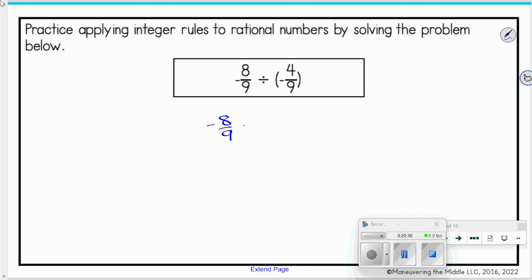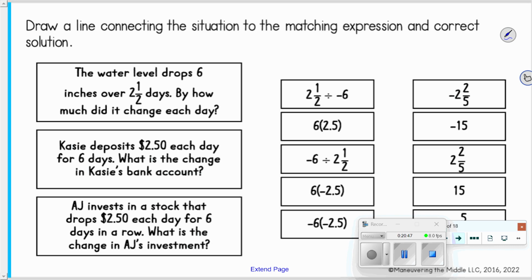Negative 8 ninths. Change. Flip it. Negative 9 fourths. Again, your reductions make it super nice because those go away. Those go away. And I just have 2 over 1, which equals 2. They're both negative, so that means they love each other. It's a positive.